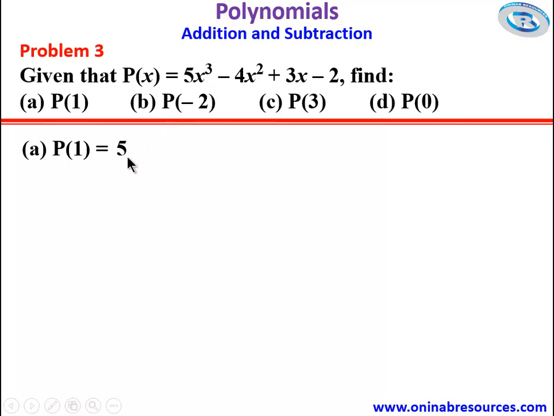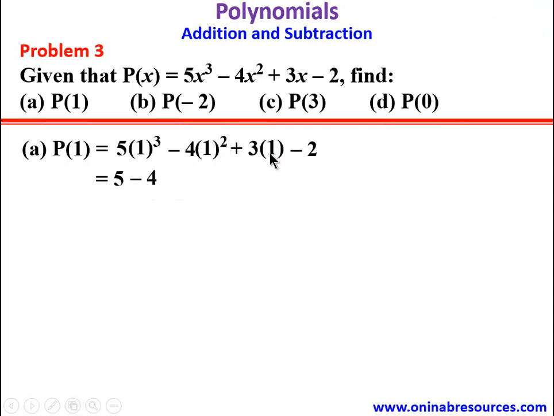P of 1 means wherever you see x, you put 1. So we are going to have 5 into 1 cubed minus 4 into 1 squared plus 3 into 1 minus 2. So this is going to give us 1 times 5 gives 5. This will also give us 1 times negative 4 gives negative 4. This is 3 times 1, which gives 3, then minus 2. 5 minus 4 plus 3 minus 2, your answer is 2.